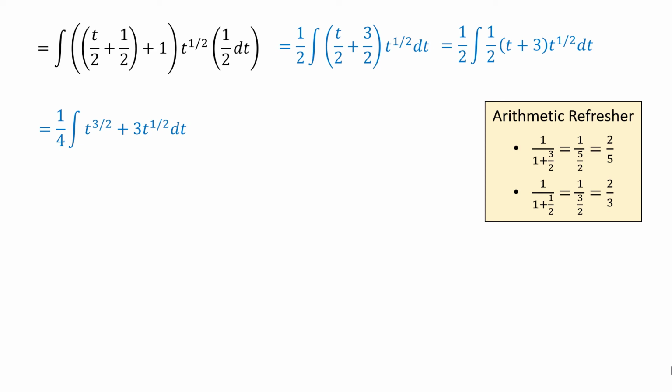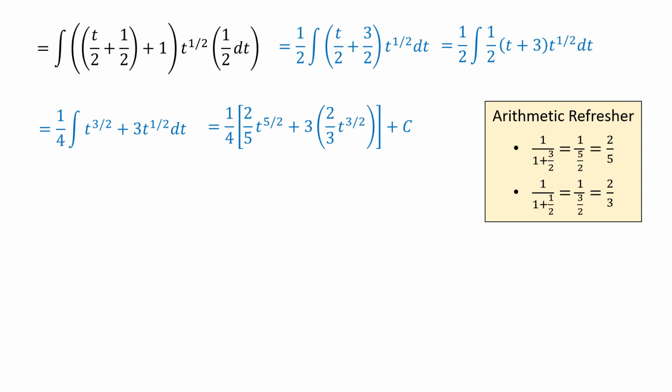1 divided by 1 + 3/2 is equal to 1 divided by 5/2. That is equal to 2/5. Likewise, 1 divided by 1 + 1/2 is equal to 1 divided by 3/2, and that simplifies to 2/3. Now let's integrate. 1/4, open brackets, we get 2/5 applying the power rule for integration times t^(5/2), plus the constant 3 stays put, and the integral of t^(1/2) applying the power rule gives us 2/3 t^(3/2). Don't forget the + C.